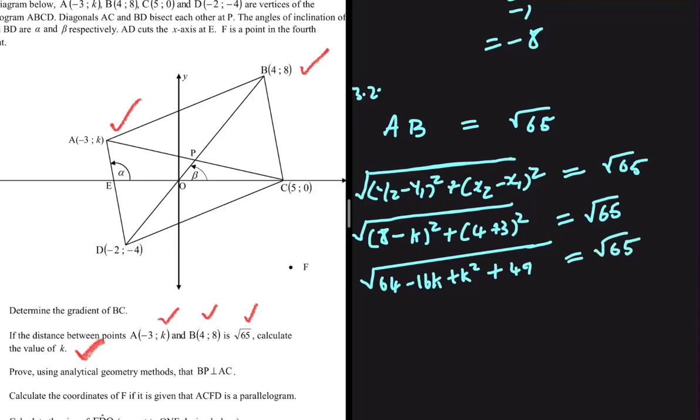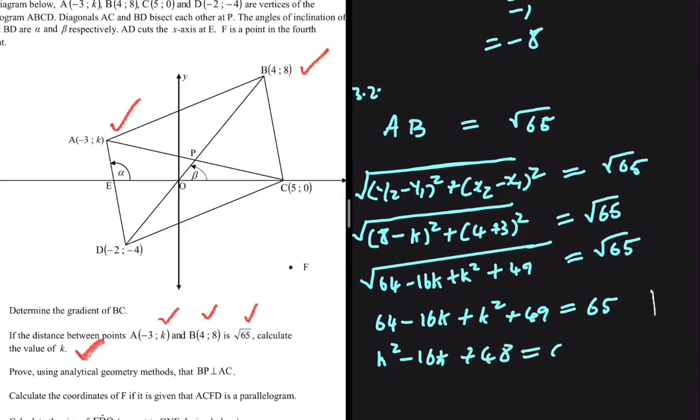So what can we do here? We can take square roots of both sides. If we do that, if we square both sides, we're gonna have 64 minus 16k plus k squared plus 49 being equals to 65. If we take 64 to the right hand side, we're gonna have 1, and then if we take that 1 back, then we're gonna have 49 minus 1, which is 48. So we have k squared minus 16k plus 48 being equals to 0.